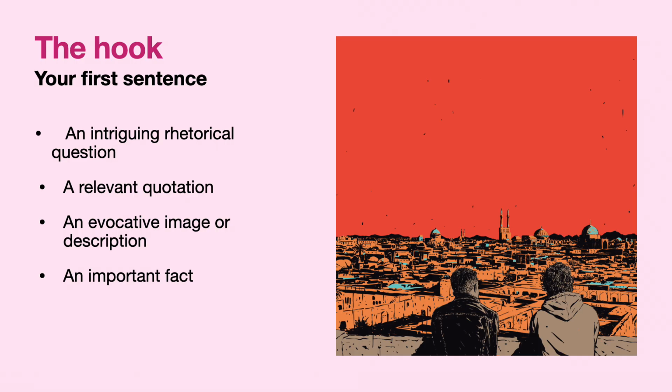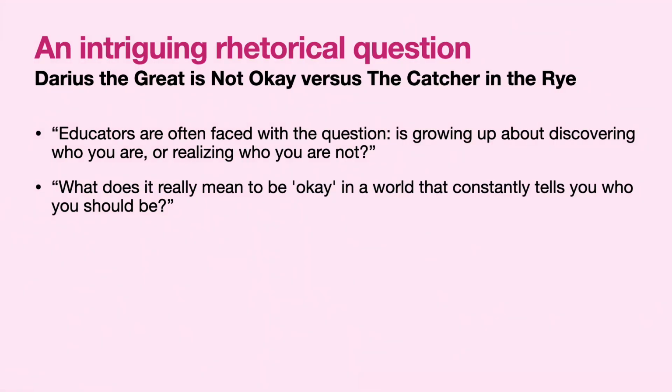The first one that we have is an intriguing rhetorical question. For this one, I'm going to be continuing based on the information that I mind mapped out in lesson 2. So everything's going to be based on two YAL novels, Darius the Great Is Not Okay, and YAL/canonical novel, The Catcher in the Rye. An intriguing rhetorical question is a question, and remember, a rhetorical question is a question in which you already either know the answer or the answer isn't evident.